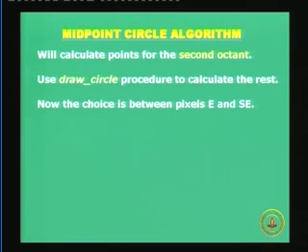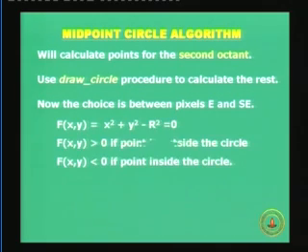So, points in the second octant have to be drawn from the equation of the circle, and we also know now that the choice is between east and southeast pixels, because the origin has been shifted to the center of the circle, or the center of the circle has been shifted to the origin. So, we are starting always from (0, r), and keep choosing between east and southeast.